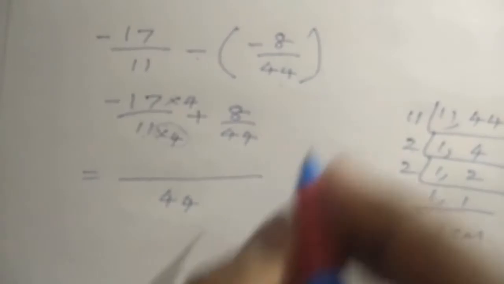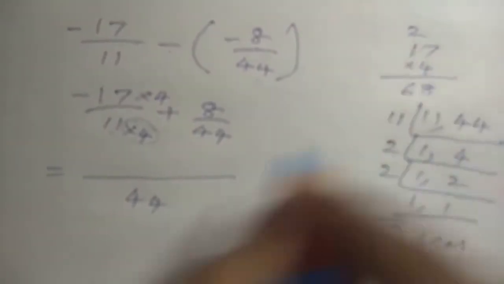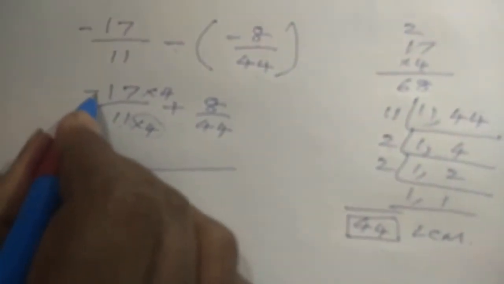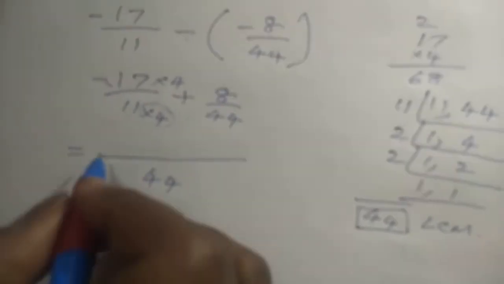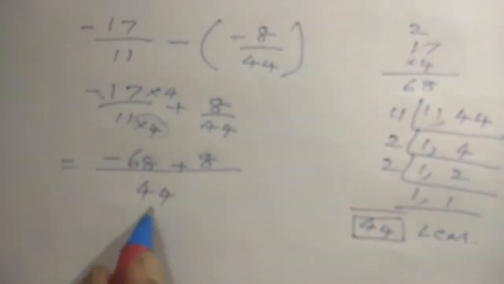So the next check now: 17 into 4 is equal to, yes, 17 fours are, 7 fours are 28, correct? Next one is 4 ones are 4, 5, 6, 68. So what we got, we are already having a negative sign here inside. So it is minus 68 plus 8 by 44.